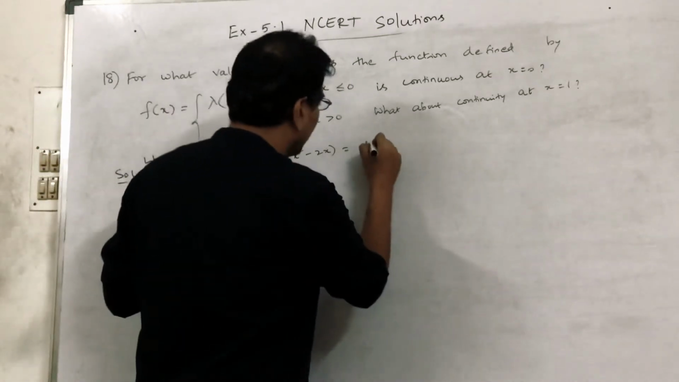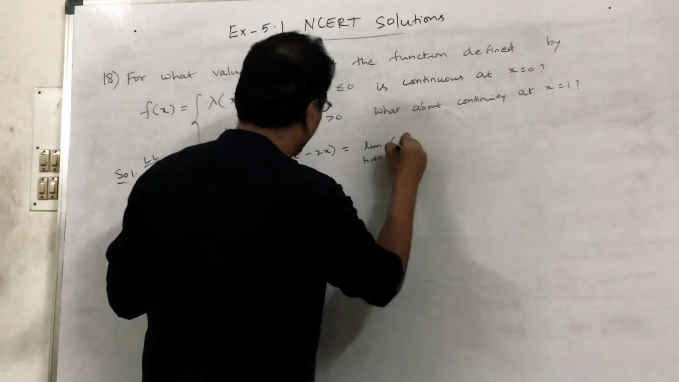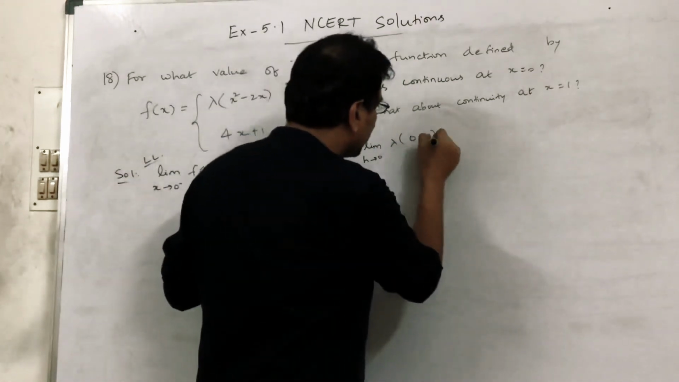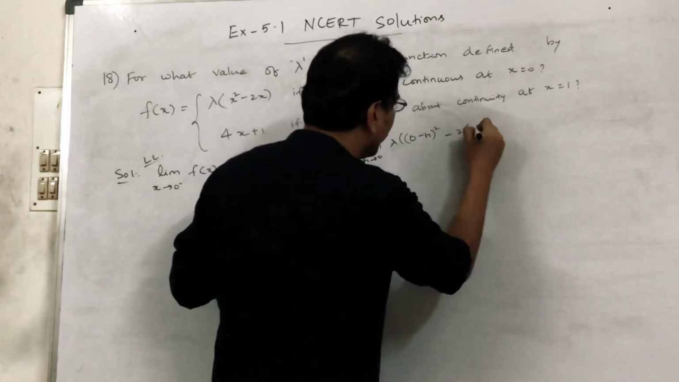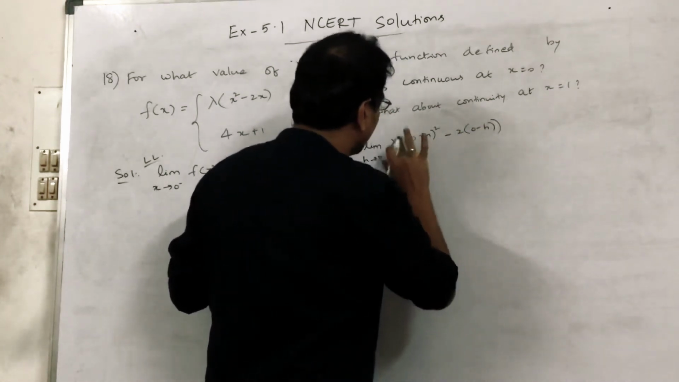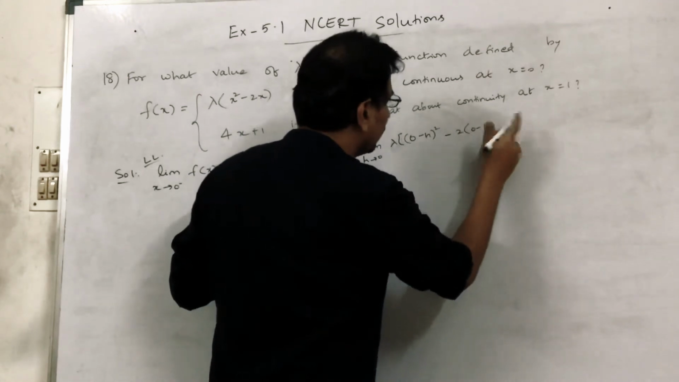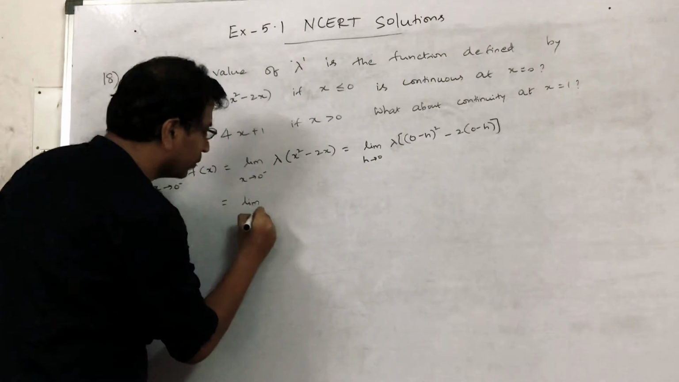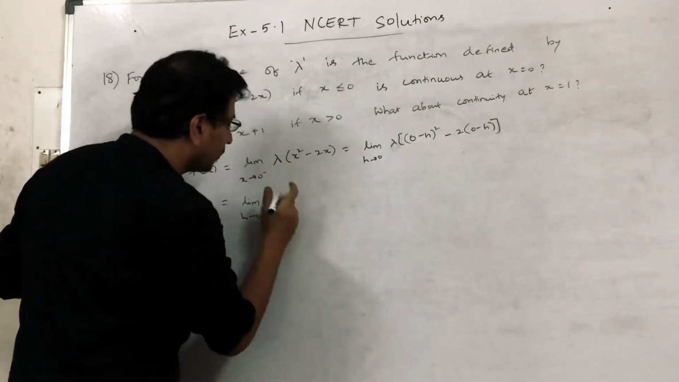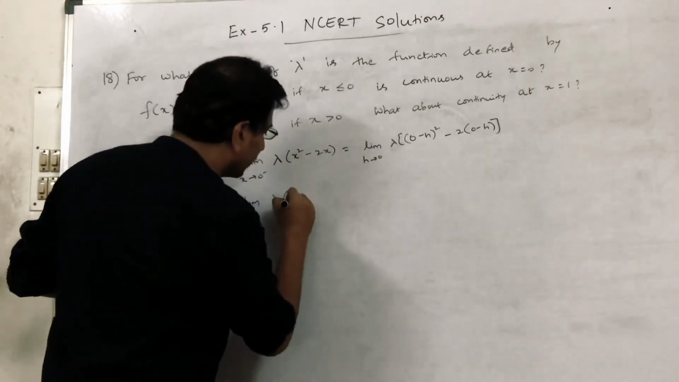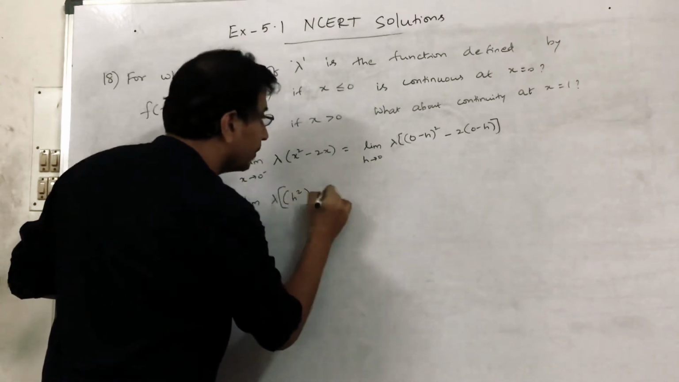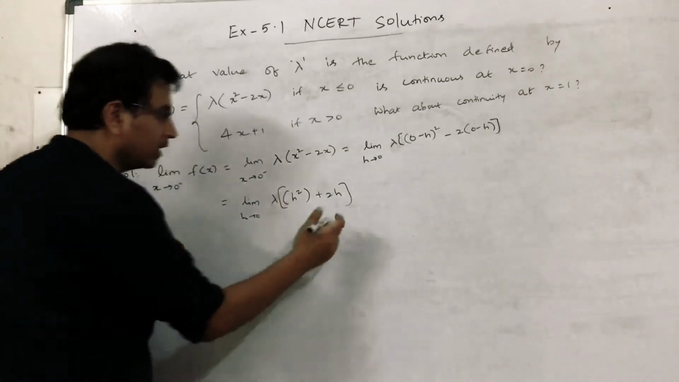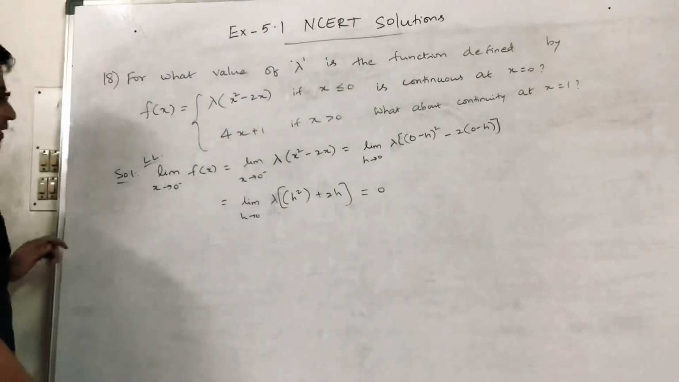So this will be limit h tends to 0 lambda into 0 minus h the whole square minus 2 into 0 minus h. Okay. So this will be limit h tends to 0 lambda into 0 minus h the whole square is h square minus of minus 2h is plus 2h. Now when you substitute 0 here, this value will be equal to 0.